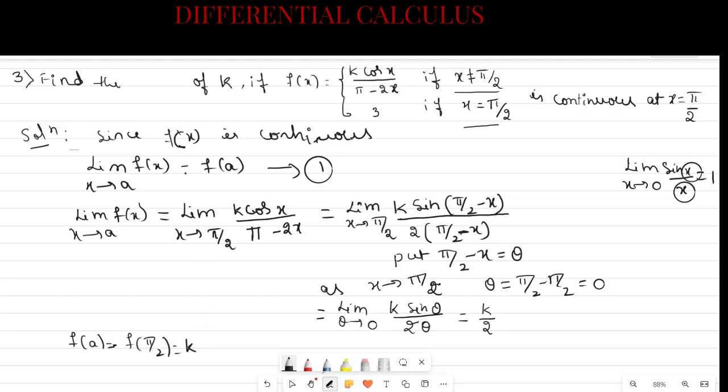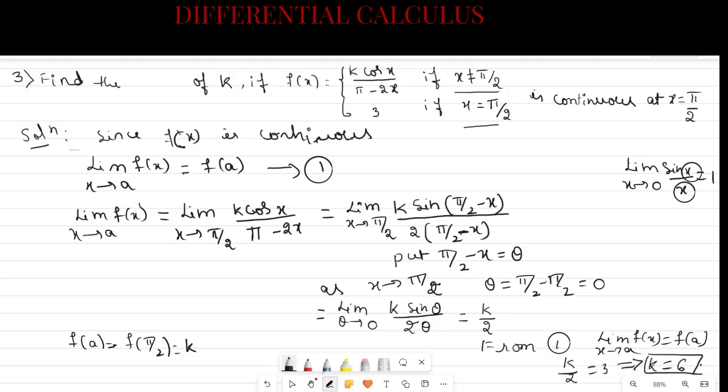From equation 1, we have the limit of f of x as x tends to a is equal to f of a. From equation 1, the limit of f of x as x tends to a is equal to f of a. That is, k by 2 is equal to 3. Then what k value will you get? k is equal to 6. After cross multiplying 2 to the right hand side, we will get the k value as 6.